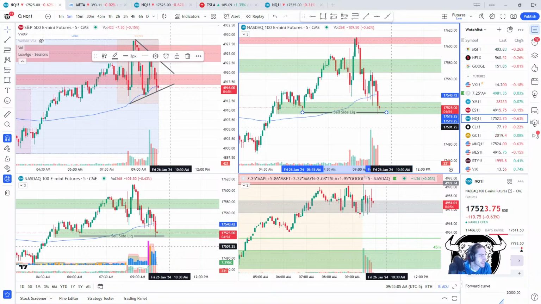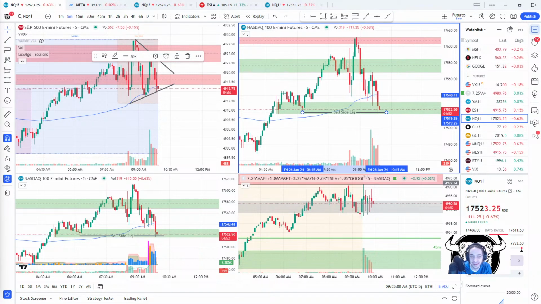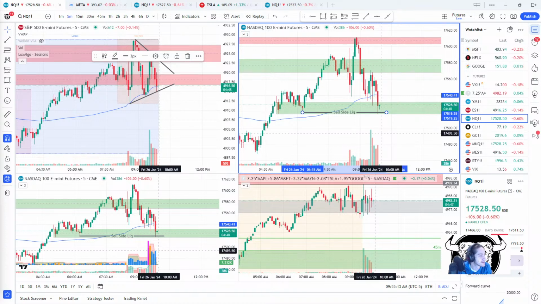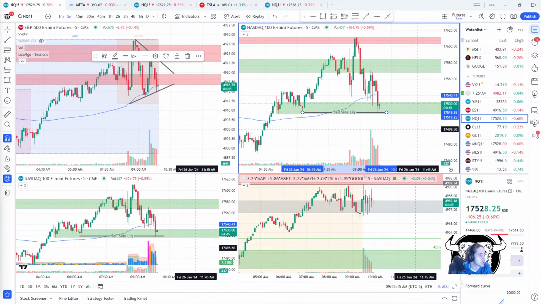I'm gonna actually take NASDAQ here. That's cool. I'm gonna try some longs here on NASDAQ because of that buy side liquidity we just swept. We are still bearish. If we do break below, I'm just stopping right out.